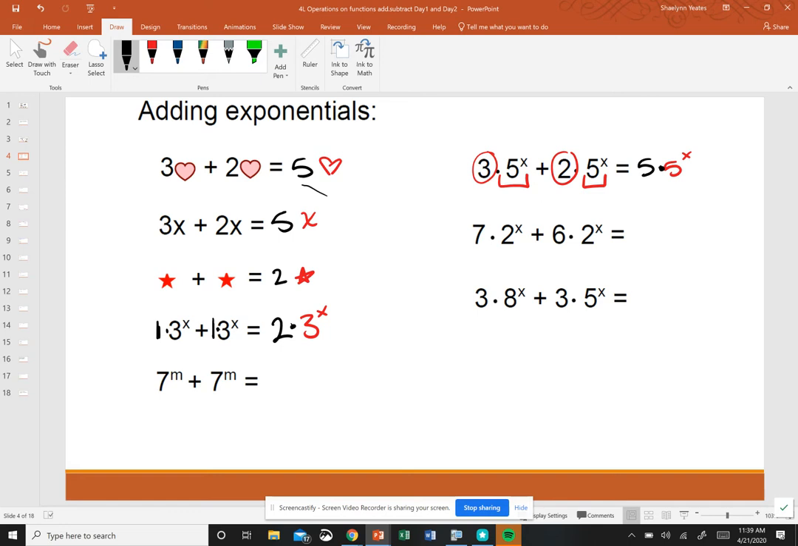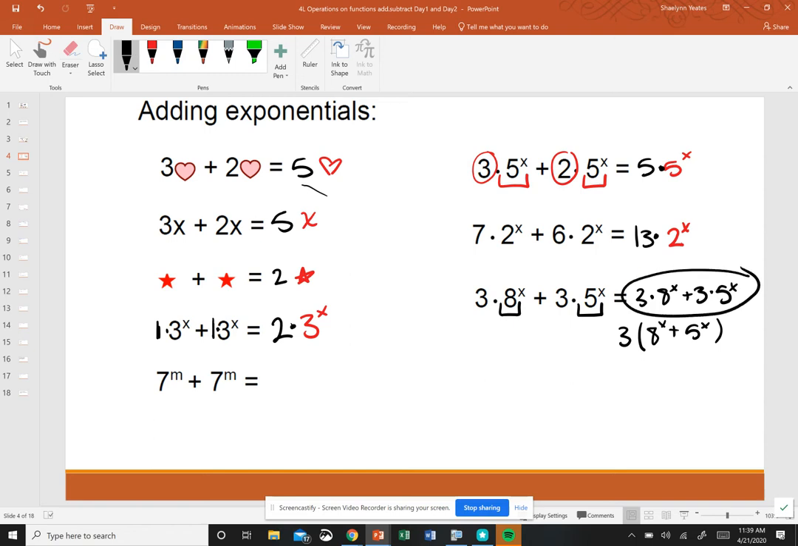All right, so let's look over here. We have 7 times 2 to the x plus 6 times 2 to the x. So how many 2 to the x's do we have? What's 7 plus 6? 13. Perfect. So we have 13 times 2 to the x. What about this one right here? We've got 3 times 8 to the x plus 3 times 5 to the x. Can we combine those? Are these the same? No. So we're just going to keep this exactly the same. So we have 3 times 8 to the x plus 3 times 5 to the x. Or if you really wanted to get inventive, we could do 3 times the quantity 8 to the x plus 5 to the x. But if you don't like this one, that's fine. You can just stick with this one.